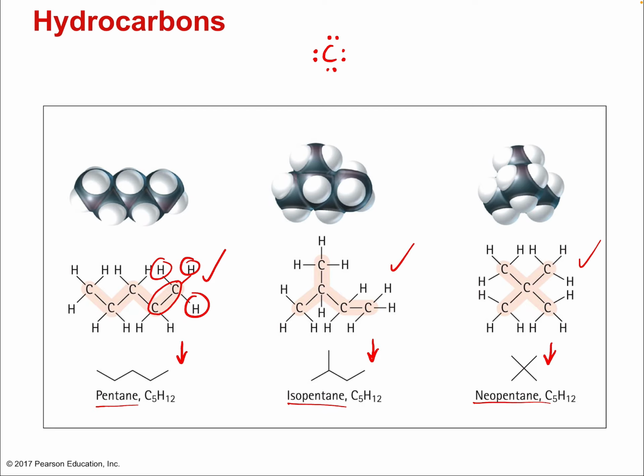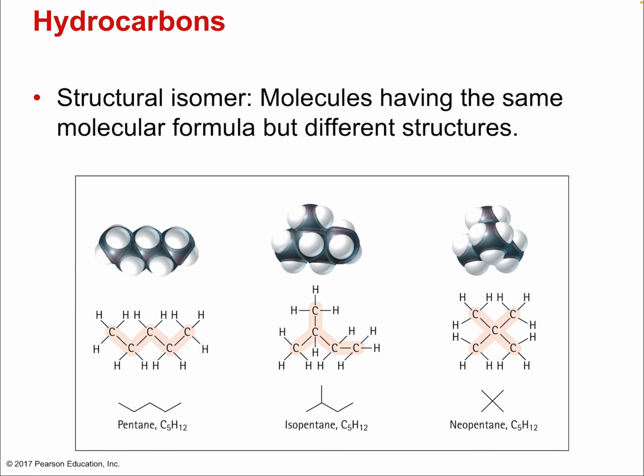Okay, but this pentane has 5 carbons and 12 hydrogens. This one also has 5 carbons and 12, and so does this one. The only thing that differs is the shape, okay? And that is called the structure. These are structural isomers. Isomer refers to the fact that they actually are composed of the same atoms. Iso means same. So they're an isomer because they all have 5 carbon and 12 hydrogen, each of them, see? All right, so they are all isomers and they only differ in structure. Molecules having the same molecular formula, but different structures.